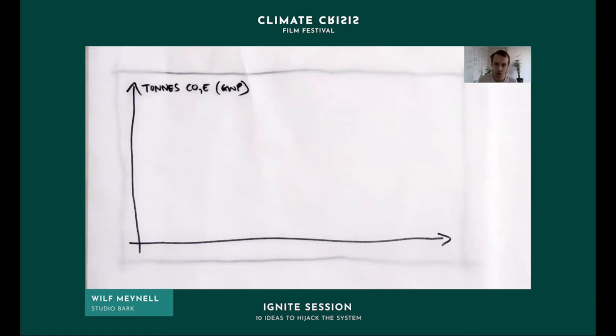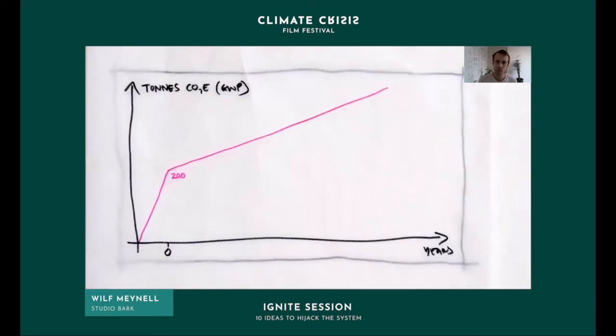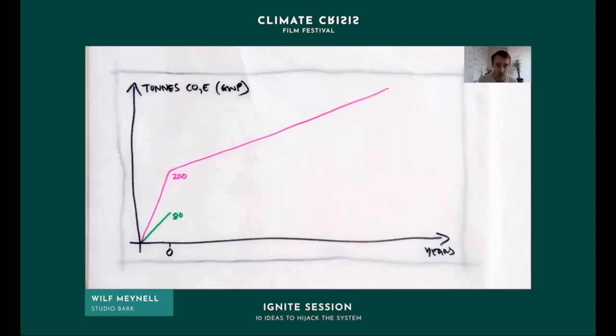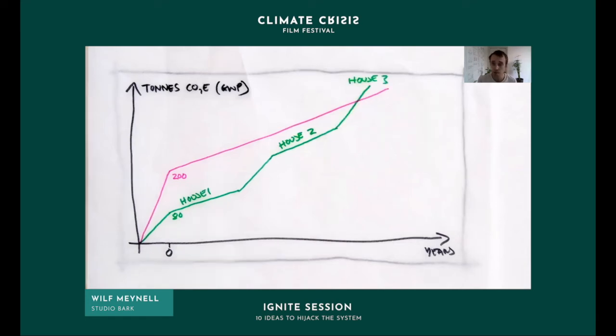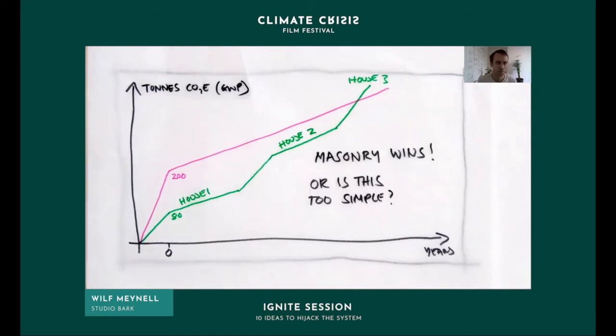Plotting them on a similar graph, you can see that the masonry building has released 200 tons of CO2 once built, and then continues to release CO2 whilst in use. The timber building, however, has released 80 tons of CO2 once built, but after roughly 60 years, the timber building needs to be rebuilt at a further cost of 80 tons. After approximately 100 years, the timber buildings have released more CO2 into the atmosphere. So masonry wins, right? Or is this too simple?